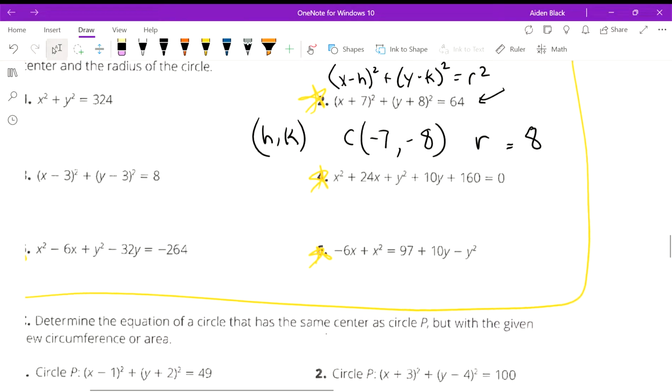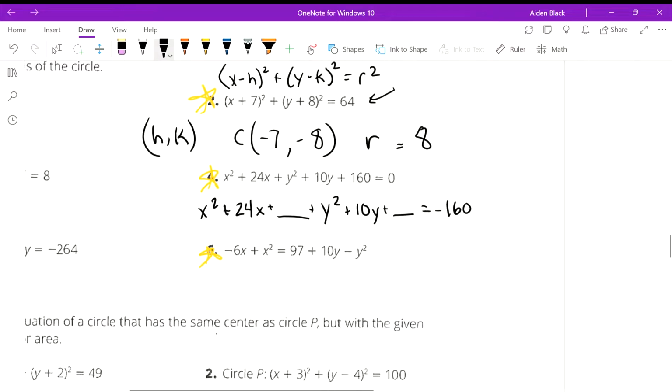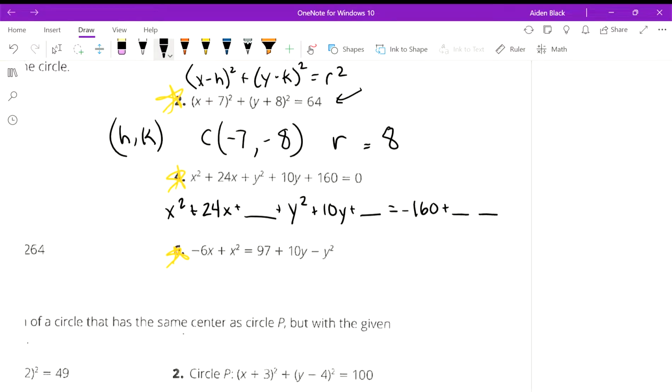Now to focus more on the questions that we need to turn into standard form, we start out by grouping our x's and leaving a space, then grouping our y's and leaving a space. And then let's move this constant to the other side, but to do that, quote, move it, we need to subtract 160 from both sides. When we do that, we end up with negative 160 on the other side of the equation, and finally we have to add those two spaces.